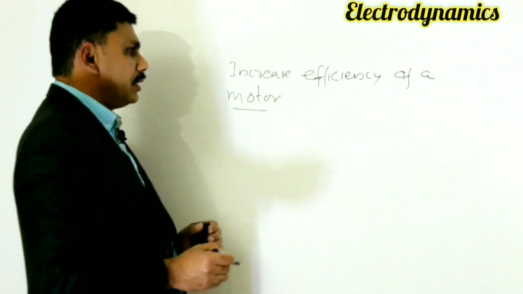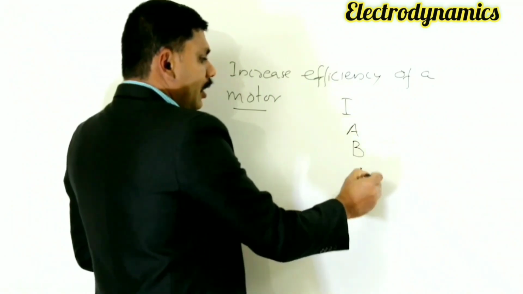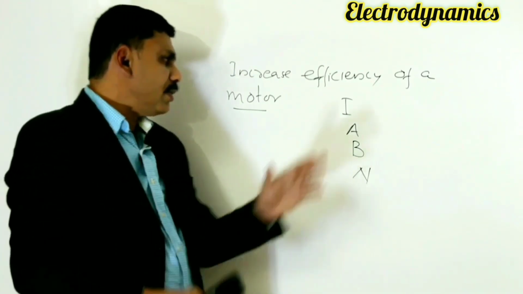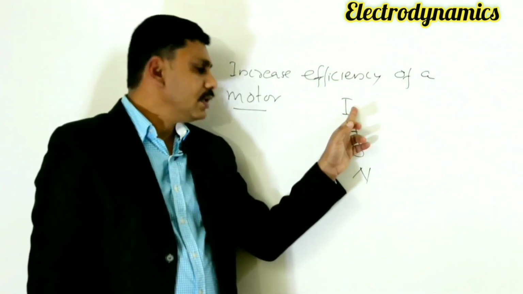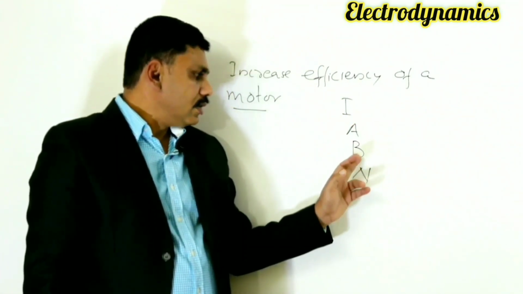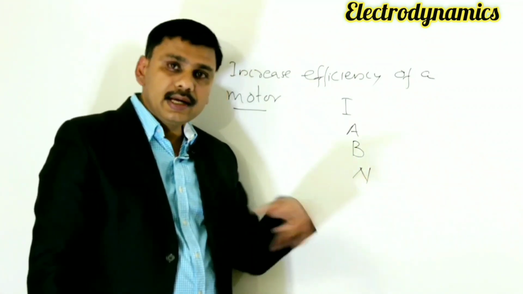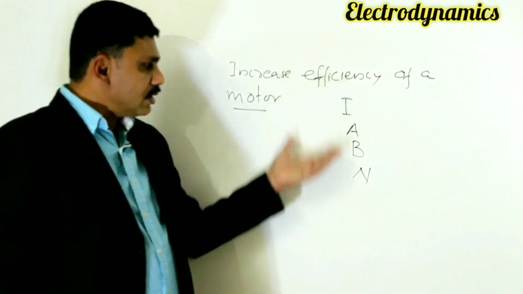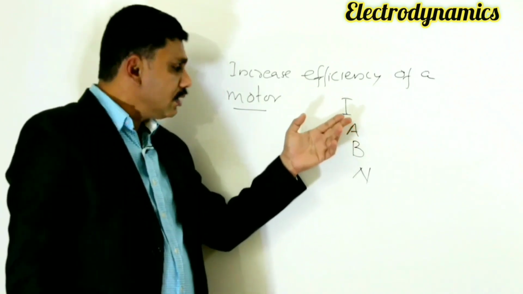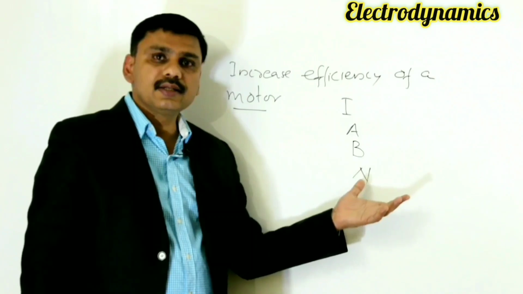You can remember like this: I, A, B, N. The efficiency of a motor can be increased by increasing the current, increasing the area of the coil or the armature, increasing the magnetic field, or increasing the number of turns. So these are the ways you can increase the efficiency of a motor.